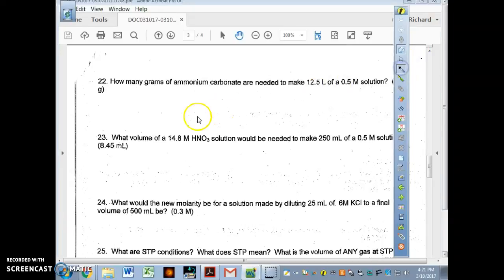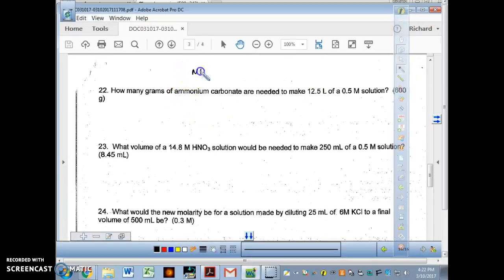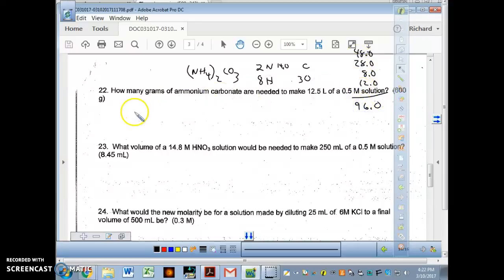So ammonium carbonate is (NH4)2CO3. So I have 2 nitrogens, 8 hydrogens, a carbon, and 3 oxygens. So 14.0, that's going to be a 28. 8 times 1 is going to be 8. 12 times 1 is going to be 12. And 3 times 16 is going to be 48. It goes 0, 24, 26, 6, 8, 96 grams per mole.